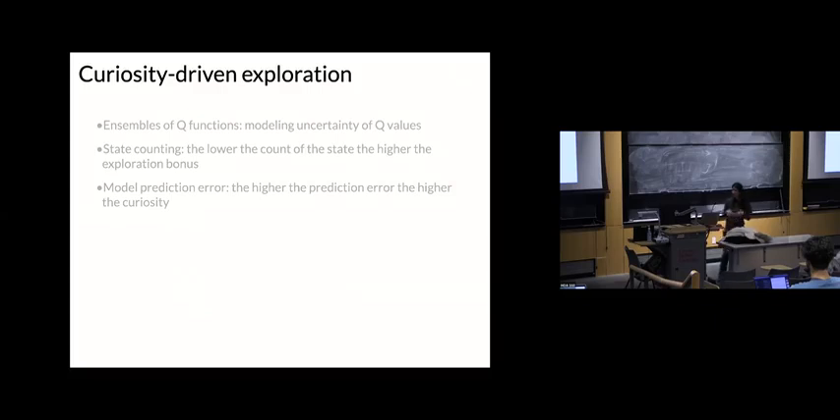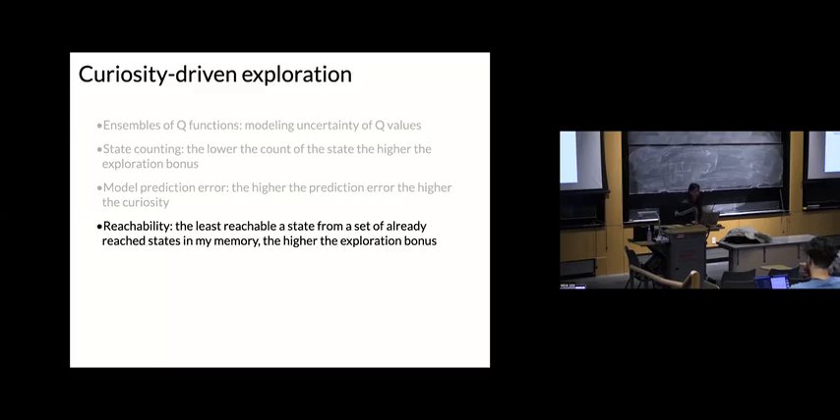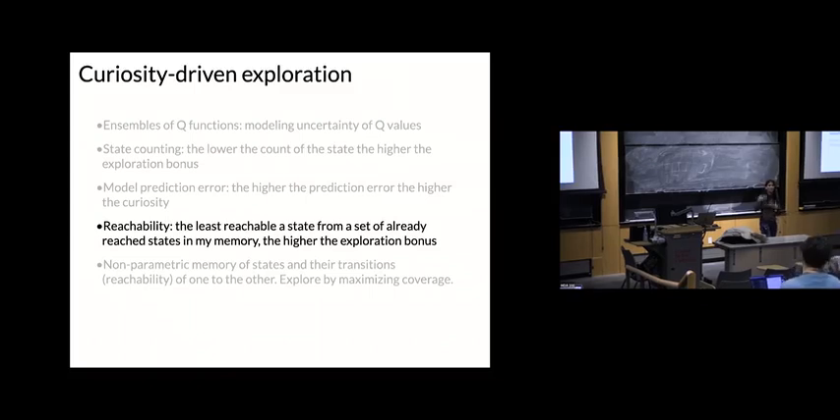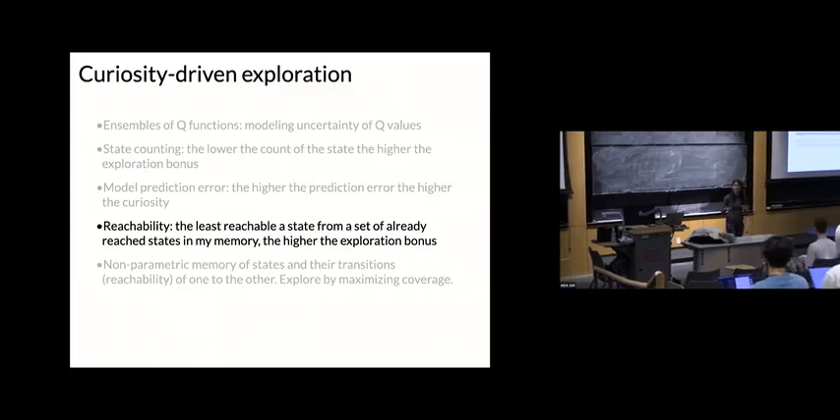Okay, so now we're going to see some alternative methods of modeling curiosity in a more parametric way through reachability and through non-parametric models. Let's see. So at the higher level, the idea is the same. I learn a world model and I want to make my model fail. It's the same idea. It's just the implementation of that model is going to be different. It's not going to be a dynamics parametric function. It's going to be a non-parametric graph.